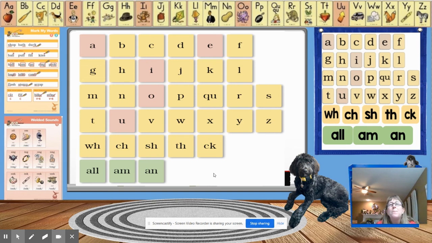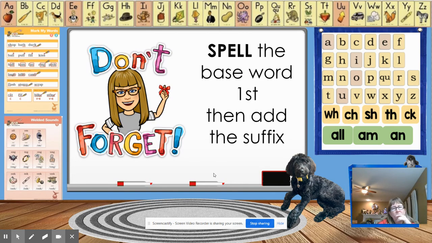Let's tap it out. Path. Write the base word, then add the suffix. Remember, write the base word, then add the suffix. So you're going to write path, then add your suffix S. Give your teacher a thumbs up when you're ready.